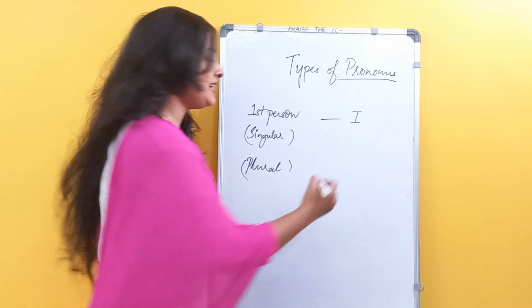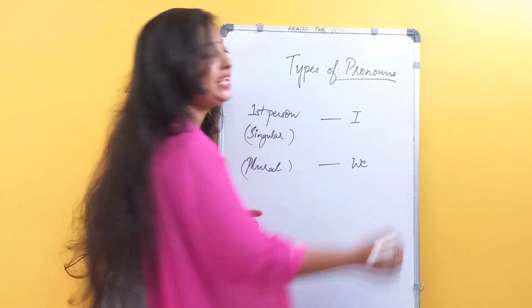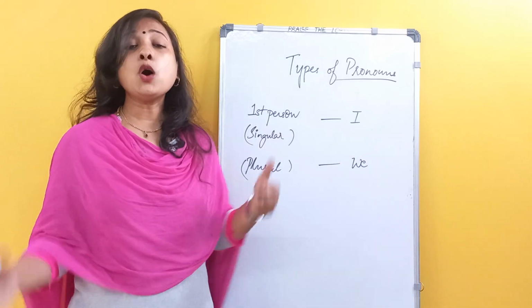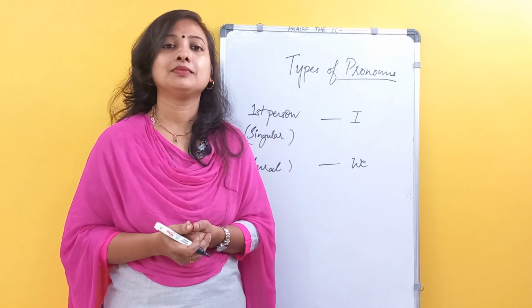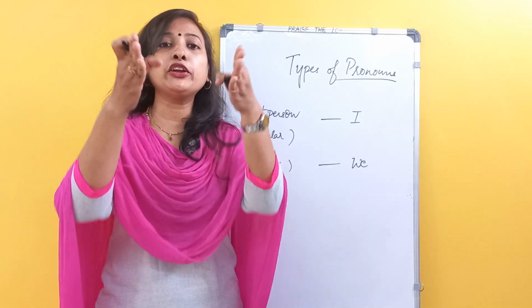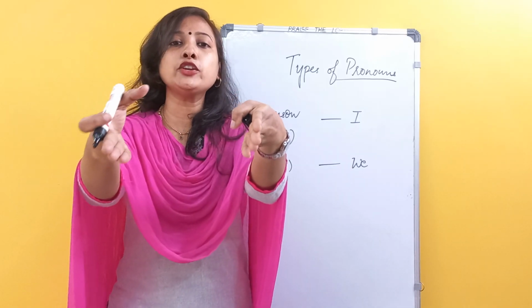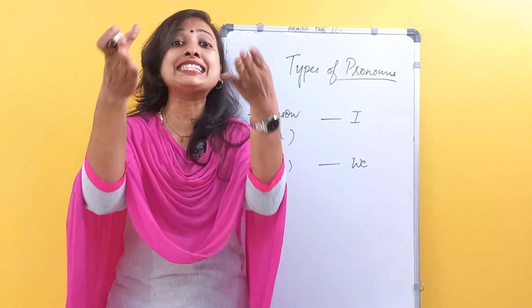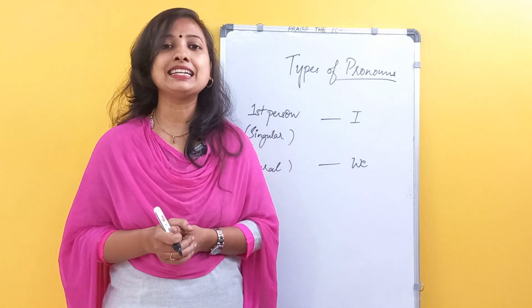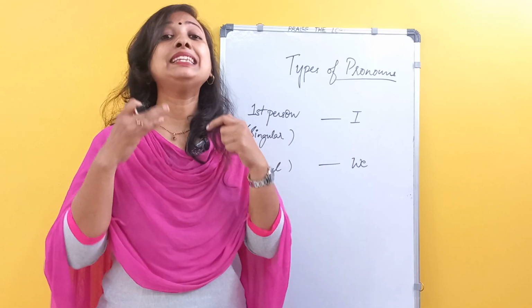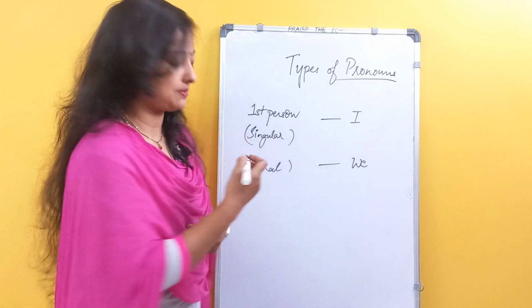First person plural is we. Now whom am I talking to? I am talking to the one who is right in front of me. Everyone who is listening to me, that is you. So you will become the second person who is listening.